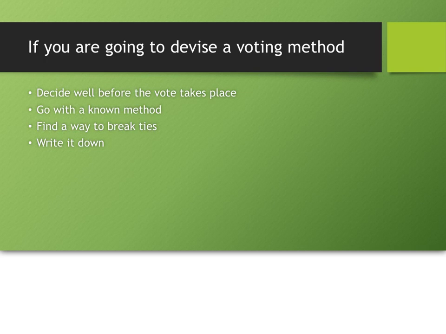Okay? And as long as you do those things, whatever voting method you decide, whether it's deciding how to vote in a local sports club or how to vote if you are on a board of some kind, or how to vote in a political election, you'll be sitting in a much better place than if you don't. All right? So if you're going to devise a voting method, stick to those four main points.